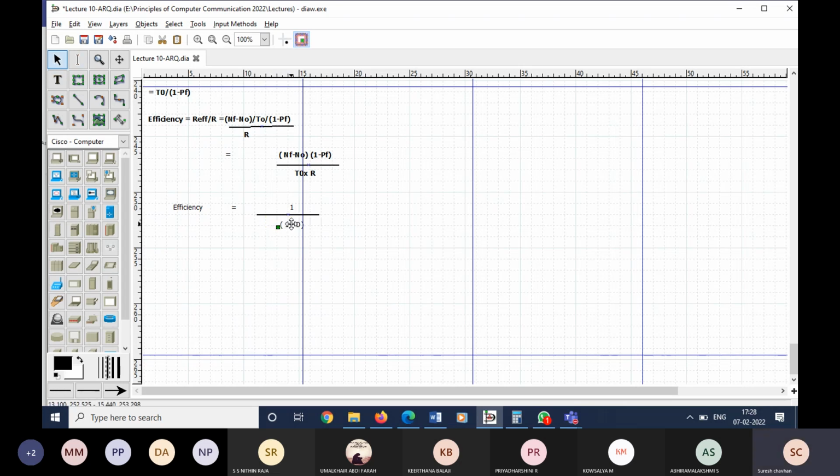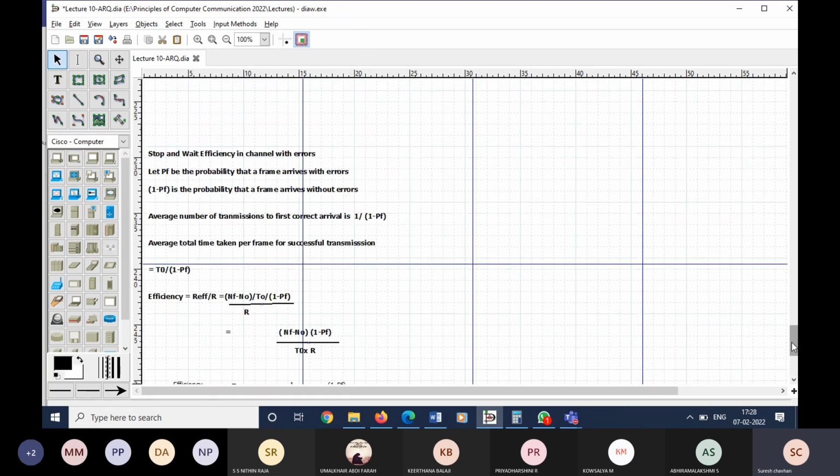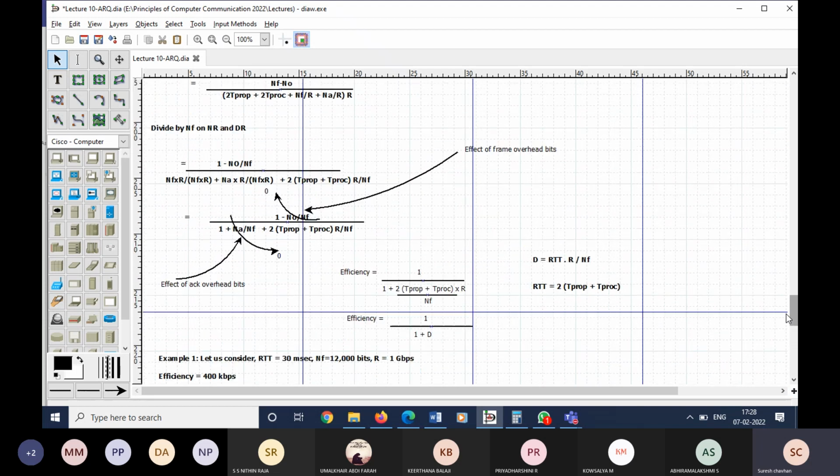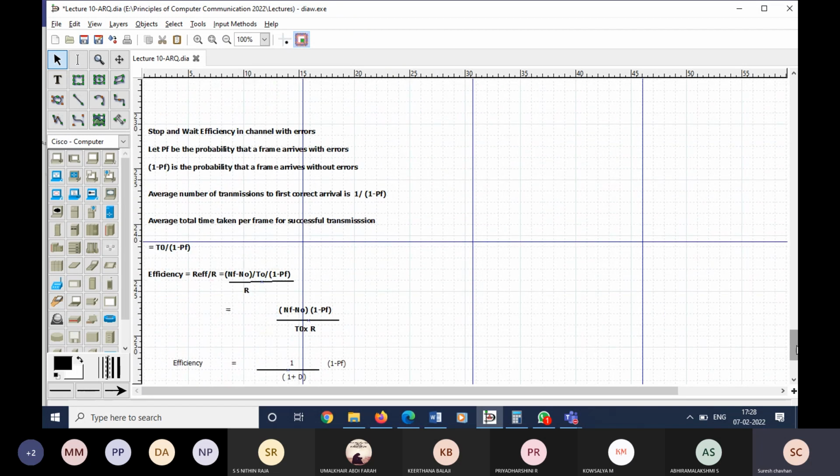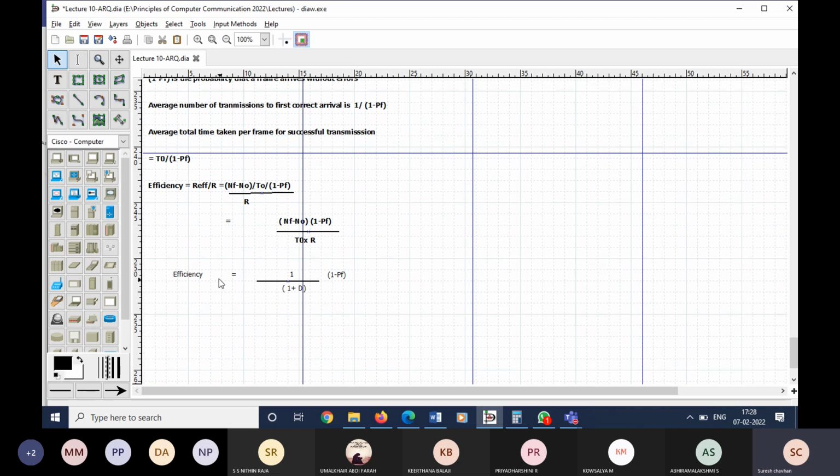So this is the one we will get. Along with that, one more factor we need to consider here, that is the 1 minus PF. This is the only difference compared to the previous one. In the previous one, we got just 1 divided by 1 plus D. So this is the efficiency formula we got, and we had not considered the errors in the channel. Now we have considered errors in the channel. So whenever we calculate the efficiency, we need to consider that factor as well.